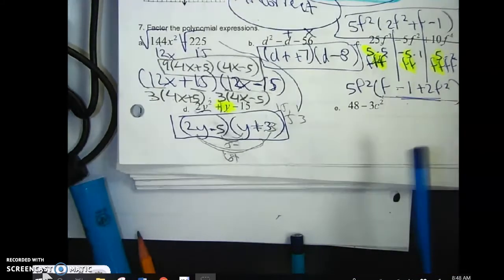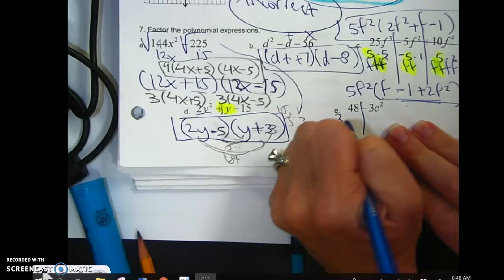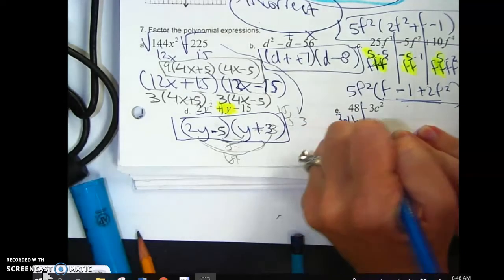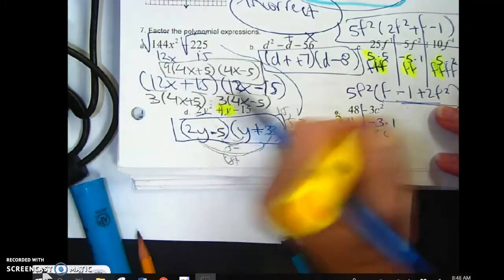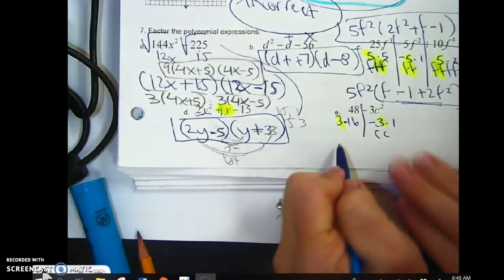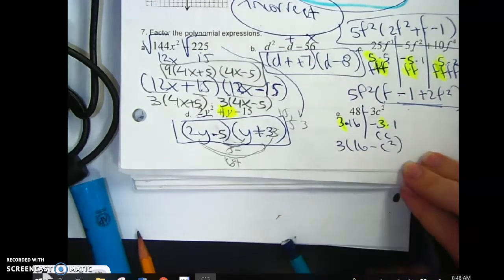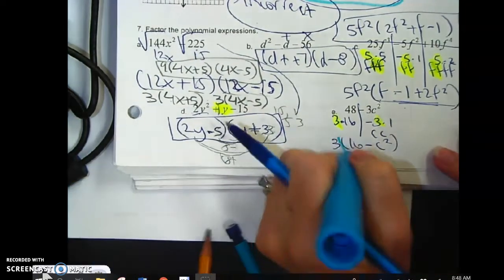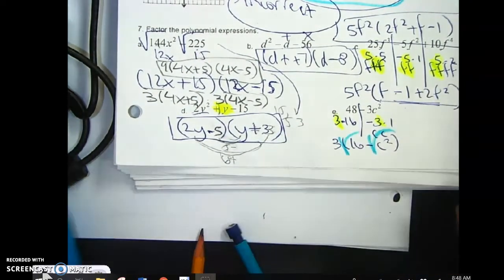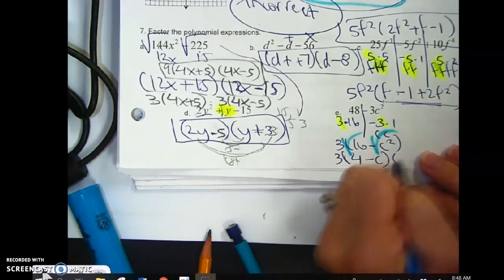All right, this one. This one is GCF. They both have a 3. 3 times 16, negative 3 times 1, c squared. They both have a 3. Take out a 3. 16 minus c squared. Don't put the 1, it'll confuse you. Now, square root. 3, 4 minus c. Hint, hint. Put it in this order.